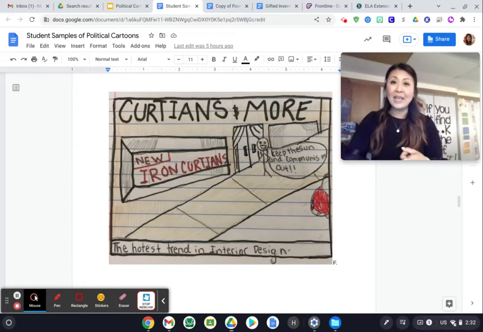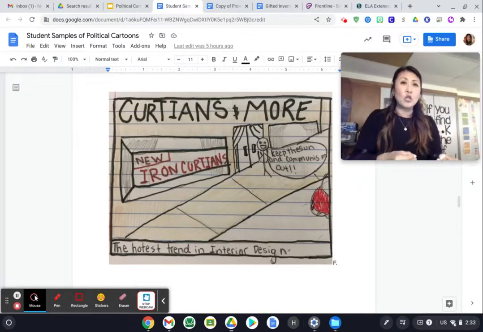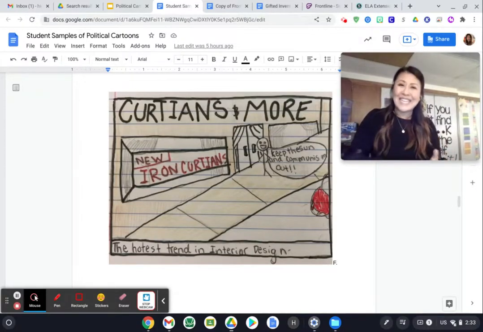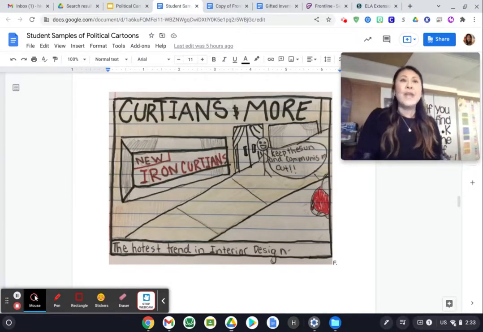So you have a packet, there's a PDF linked in your Schoology. You're going to go ahead and fill in the third page really first, which is all of the historical context about your political cartoon. And then you're going to draw your political cartoon. You can do it digitally and print it. Make sure that it's colored and it's neat and it's interesting, right? I understand we're not all artists. There's a stick figure here, but this is still pretty darn good. I can't wait to see.